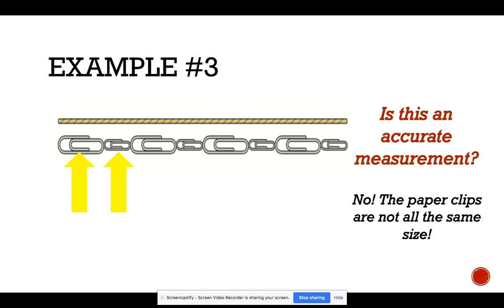So for this example, we would have to either use all of the big paper clips or all small paper clips. We cannot use both. They have to be the same size. So example number 3, we also do not have an accurate measurement.